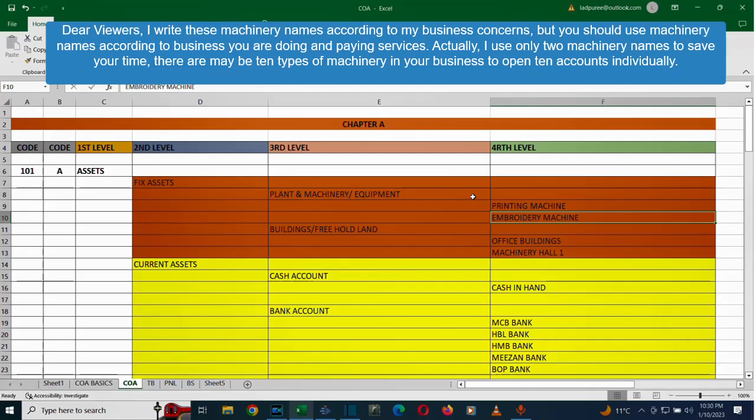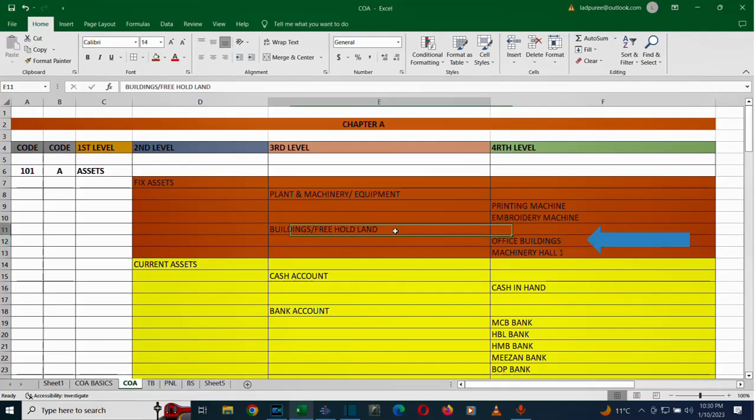Actually, I use only 2 machinery names to save your time. There may be 10 types of machinery accounts to open in your business, or even more than 10. Then we open level 4 account office building under building and freehold land. Machinery hall 1, 2 or 3 under building and freehold land.